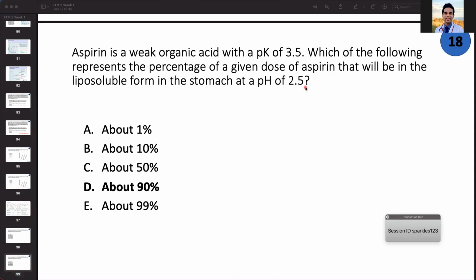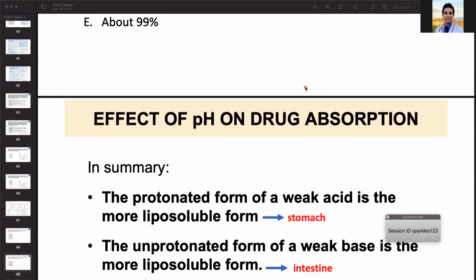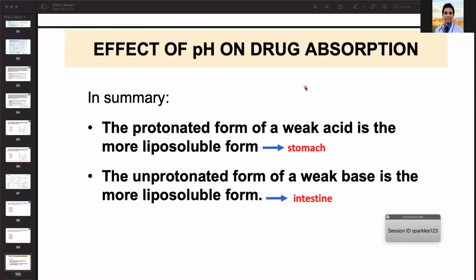Okay, so what we need to first think about is absorption, right? This is kind of an absorption level topic, and of course it deals with excretion too, but we'll get there. The important thing is that you need to look at drug absorption. The most protonated form of weak acids is the more liposoluble form, aka in the stomach, right? And the unprotonated form of a weak base is the more liposoluble form in the intestines.